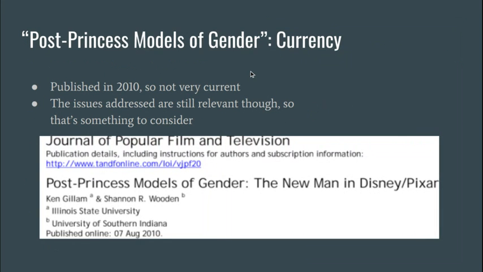All right, so if I'm looking at post-princess models of gender in terms of its currency, I'll notice that it's published in 2010, right? So it's not super current. It's a pretty old article. However, the issues addressed are still relevant, so that's something to consider.